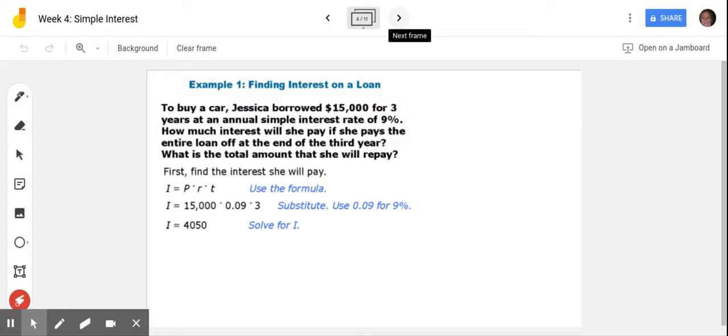So let's try a problem. To buy a car, Jessica borrowed $15,000 for 3 years at an annual simple interest rate of 9%. How much interest will she pay if she pays the entire loan off at the end of the 3rd year? What is the total amount that she will repay? So there's 2 parts to the question here. We want to know how much interest she paid and then what the total she paid is.